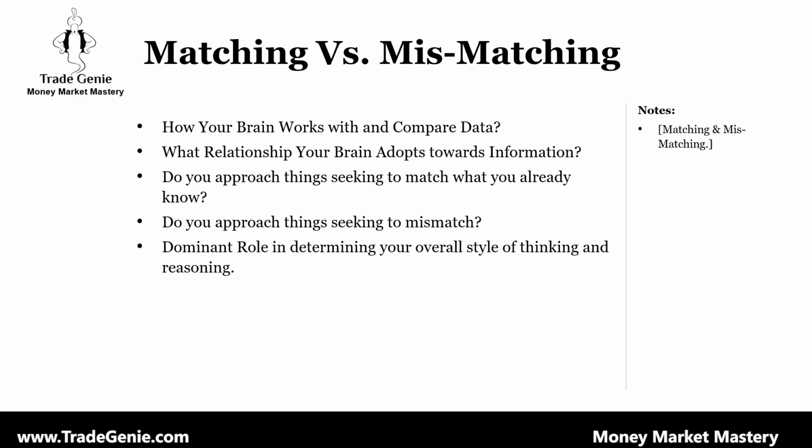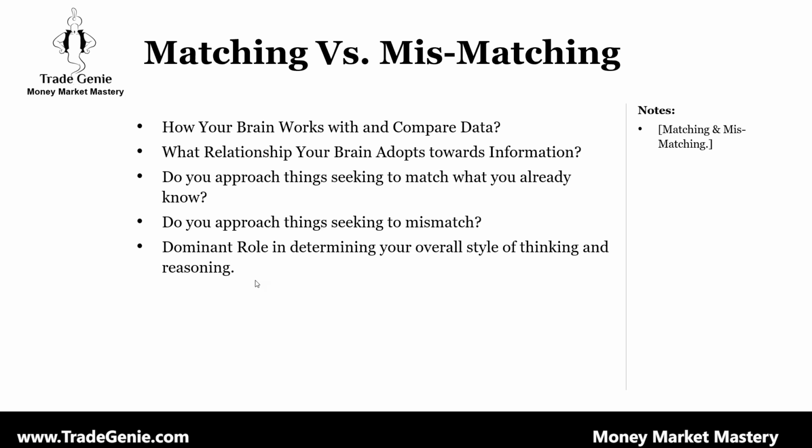She was very upset at me for putting my fingers in that socket, and it was like AC, DC, something like that. So this is what we do: we cry, and then we go looking for the thing that can console us. Think about that. So are you like that person? Do you approach things seeking to mismatch? If you are in a trade, you look for things that contradict, that don't match what you're looking for. This plays a dominant role in determining your overall style of thinking and reasoning.